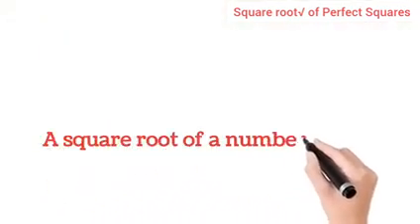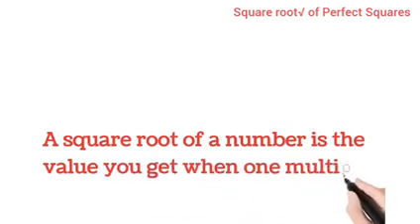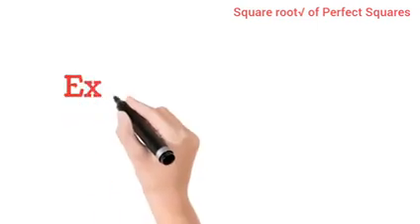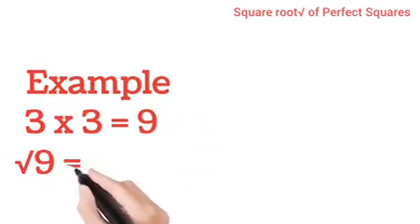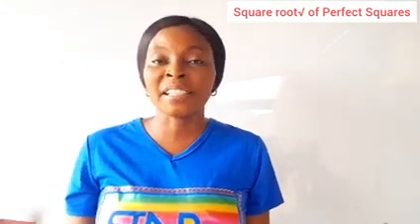But before we go on, I would like us to define square roots and cite a few examples of them. A square root is a value you get when you multiply a number by itself. For example, 3 times 3 is equal to 9. Then the square root of 9 is 3. Today we'll be discussing how square roots are related to perfect squares.